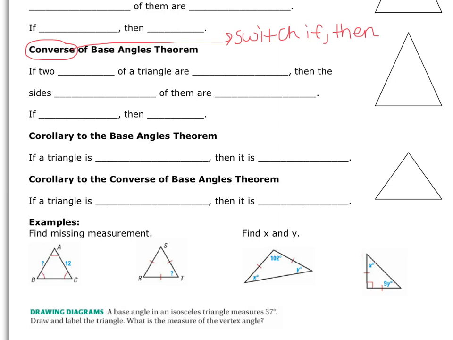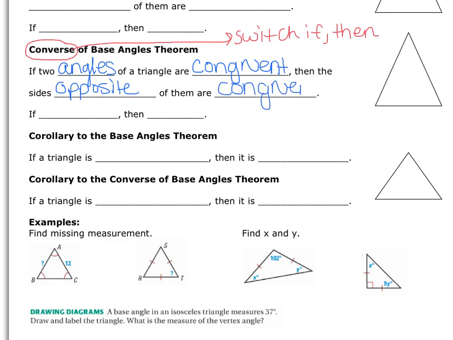So now we're going to say, if two angles of a triangle are congruent, then the sides opposite of them are congruent. Basically, if you have the angles congruent, you have the sides congruent, and vice versa. If you have the sides congruent, then you have the angles.